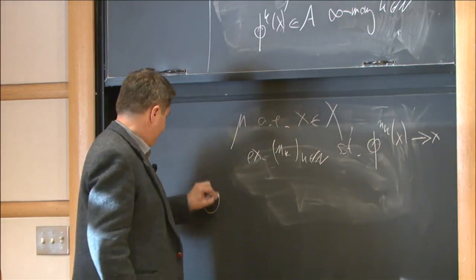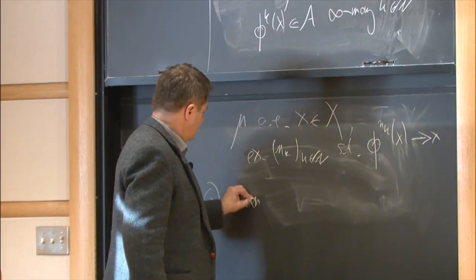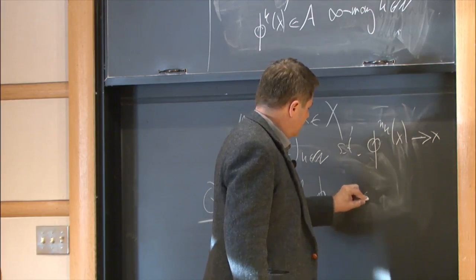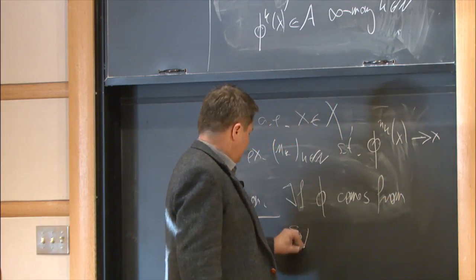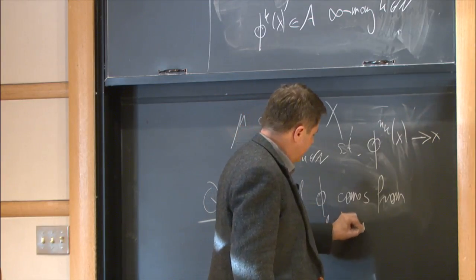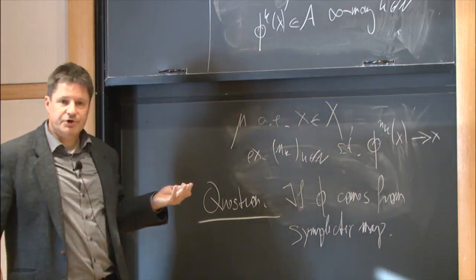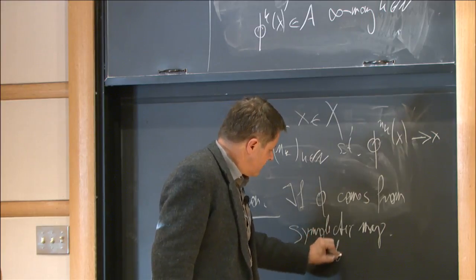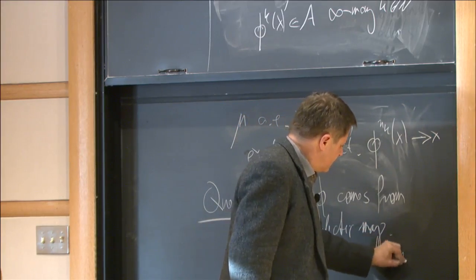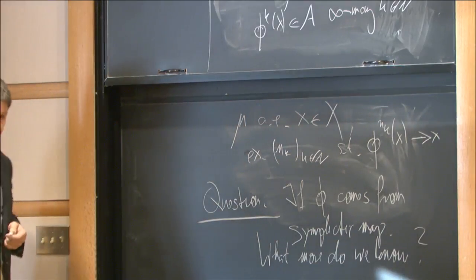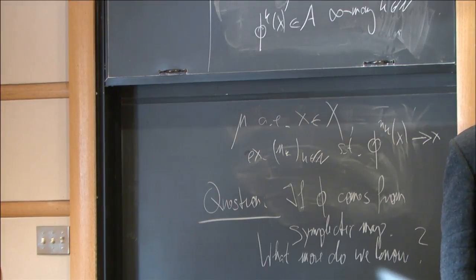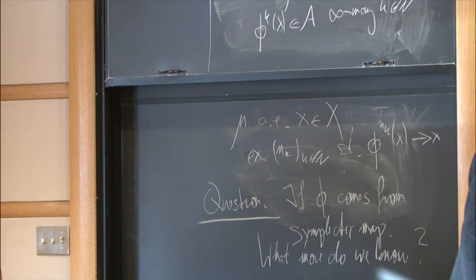So question. If phi comes from a symplectic map, what more do we know? Yeah, so we are throwing away a lot of things. We're throwing away that not only the n-fold power of omega is preserved, all the other powers in between are also preserved. Maybe they give more than that.